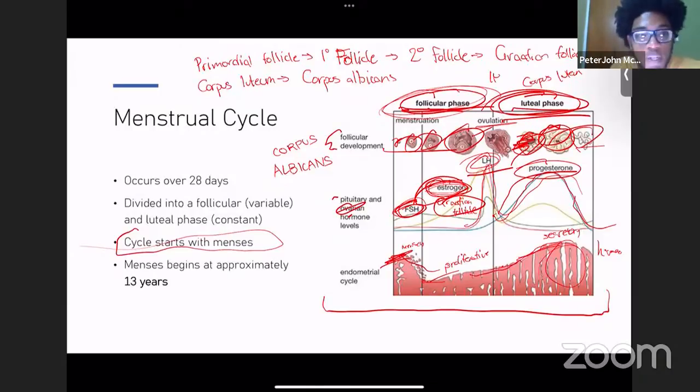I'm sure any girl can tell you that when your period comes is kind of unpredictable. Some days you might think you're pregnant because you haven't seen your period in like a week, but it's still on track, because just remember the follicular phase is variable. So, anything else? Any other questions?